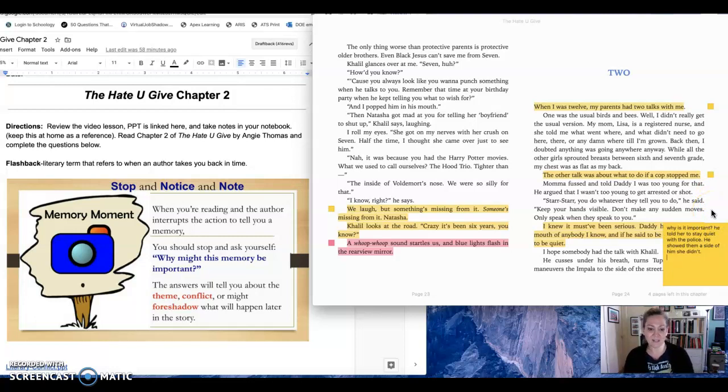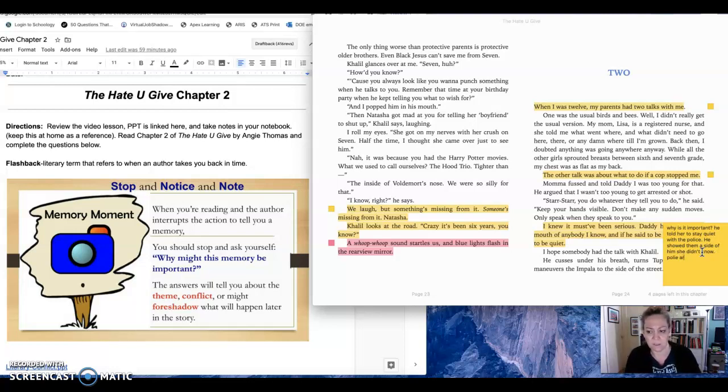All right, so I'm going to stop right here because this is definitely the end of the memory moment, and I'm going to ask myself, why is this important, right? That's the question. Why might this memory be important? Well, he told her to stay quiet with the police. He showed them a side of him that she didn't know, right? She's used to her father being a strong man. He's a boss, right? He had a lot of respect in the community. So for him to stay quiet with someone means that like that force must be really powerful, right?